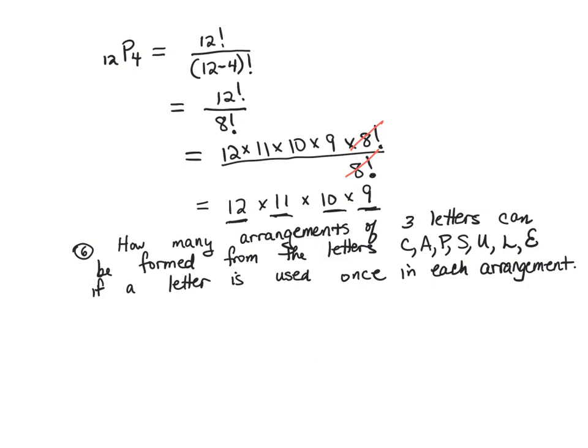All right, this next problem is number 6 on your worksheet, which says: how many arrangements of 3 letters can be formed from the letters CAPSULE if a letter is used once in each arrangement? Now notice the word arrangement. As soon as we see that word here, we think of order without repetition. So we are taking 3 letters and putting them together, right? Any 3 of the letters. So we're going to use the letters listed in CAPSULE and make a 3-letter word. And this word does not make sense. It doesn't have to make sense.